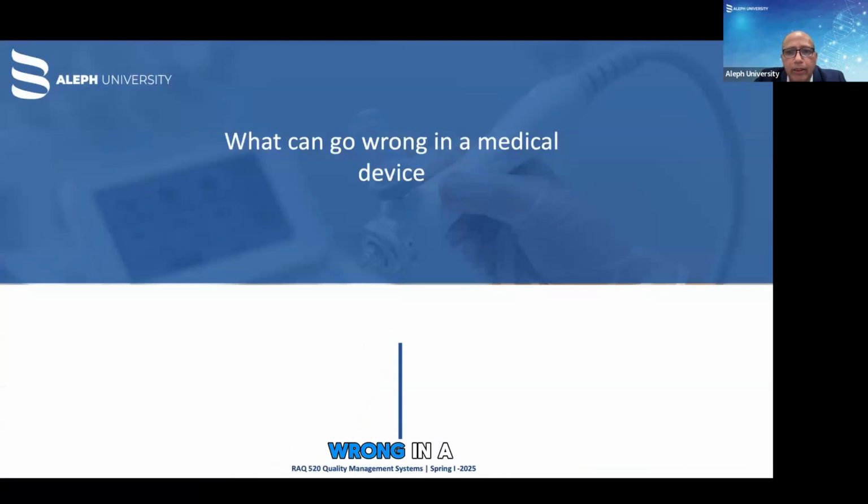What can go wrong in a medical device? Think about it. Not all devices are safe. A lot of devices can have flaws, failures, design issues. A lot of these issues cause problems in the diagnosis or in the patients. So let's say potential failure modes and effects.